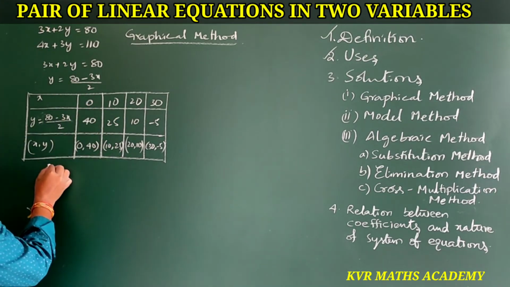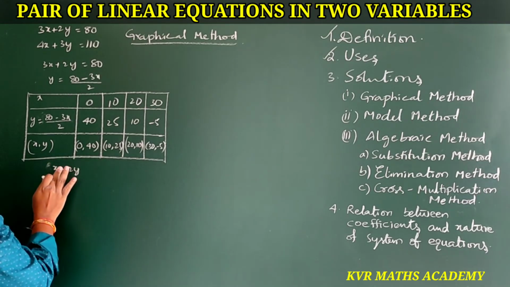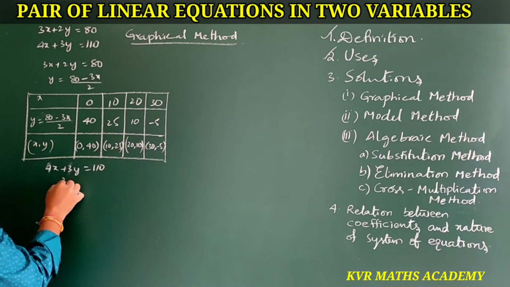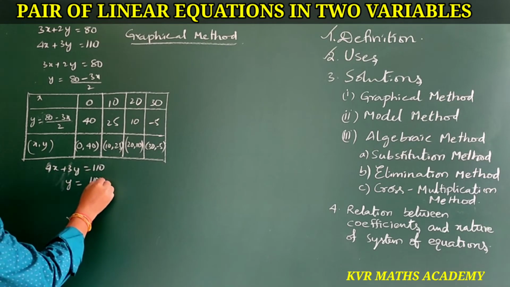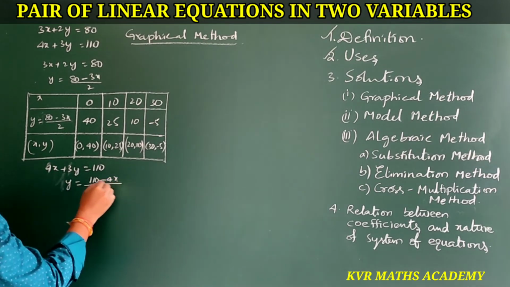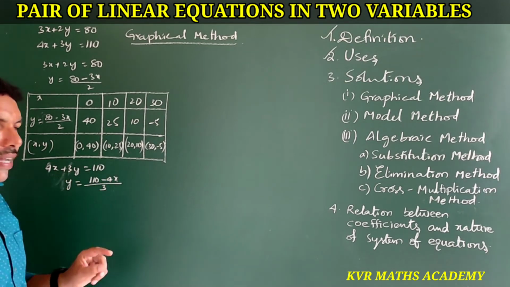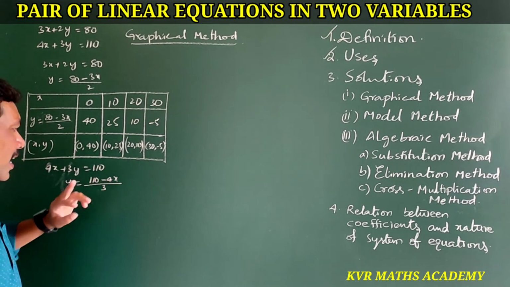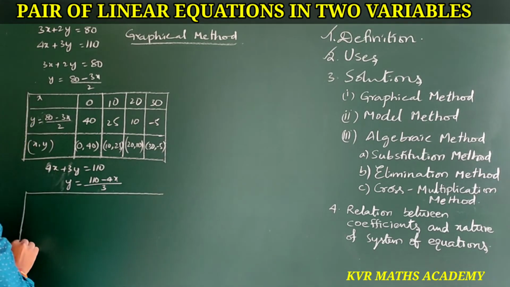Next, the second equation. 4x plus 3y is equal to 110. 3y is equal to 110 minus 4x. Y is equal to directly 110 minus 4x by 3. Isn't it? 110 minus 4x by 3. Here denominator 3 is there. So for easy calculations we have to take the numbers. Right?